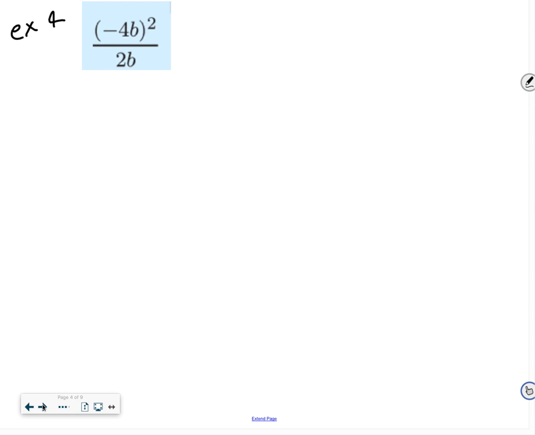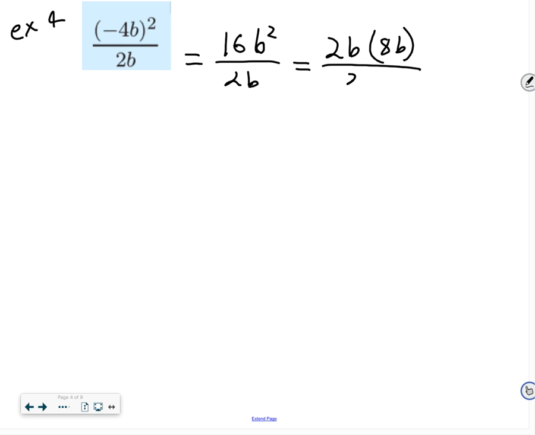Here I'm going to drop my parentheses, and I notice that it's squared, so I'm going to get 16b squared over 2b. Well, I can factor out a 2b in the numerator, and I get 8b over 2b. Something divided by itself is 1, and those cancel out. So then I'm just left with 8b.